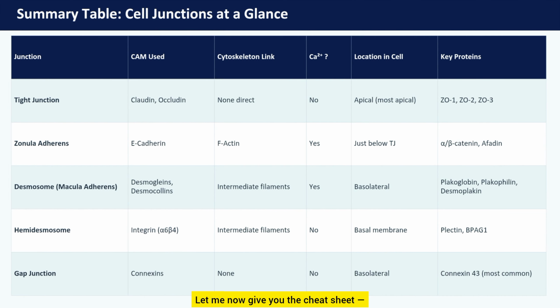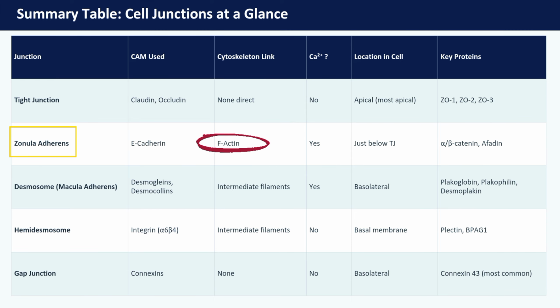Let me now give you the cheat sheet, everything in one table. Tight junctions: use claudin and occludin, no cytoskeletal link, calcium independent, most apical, key scaffold proteins ZO1, ZO2, ZO3. Zonula adherens: uses E-cadherin, linked to F-actin, calcium dependent, just below the tight junction, key proteins alpha and beta catenin, and afadin. Desmosomes: use desmogleins and desmocollins, linked to intermediate filaments, calcium dependent, basolateral, key proteins plakoglobin, plakophilin, desmoplakin.